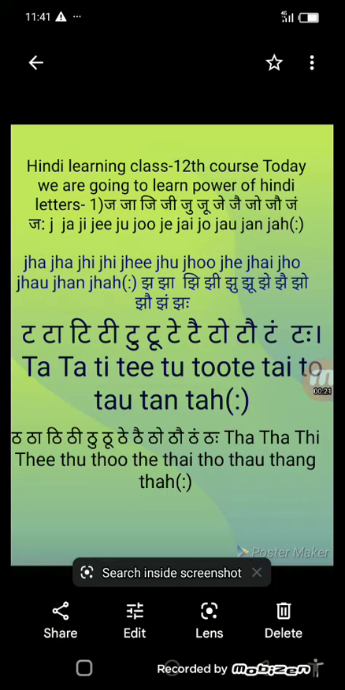First we see Ja, in English J. Concentrate on the pronunciation of these letters and these vowel signs. Ja, J-A, Ja. Ji, J-I, Ji. Ju, J-U, Ju. Je, Jai, Jo, Jau, Jung, J-A-N, and Jah, J-A-H, Jah.